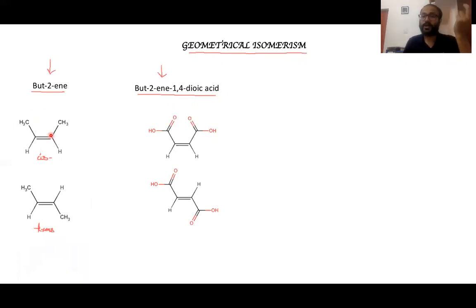Okay, so how we are going to distinguish the various geometrical isomers on the basis of their melting point or on the basis of their dipole moment. So let's first look at the melting point. Okay, so for these two isomers, I am going to show you the melting points of these two compounds. So here, let's look at the first compound. The melting point of the cis isomer is minus 138 degrees centigrade. However, for the trans isomer, it is minus 100.5 degrees centigrade.